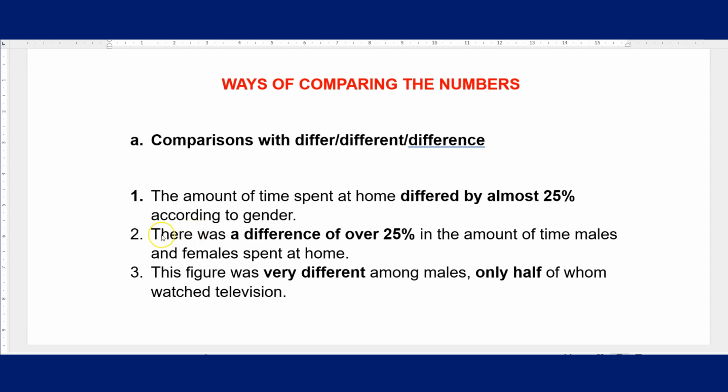All right. Second example, there was a difference of over 25% in the amount of time males and females spent at home. Difference. The third example, this figure was very different among males, only half of whom watched television. So if you check the differences, only half of the males actually watch television. So that is for comparing differences. There are several ways which I would like you to also go and research. Let's go to the next method, which will be our last one.